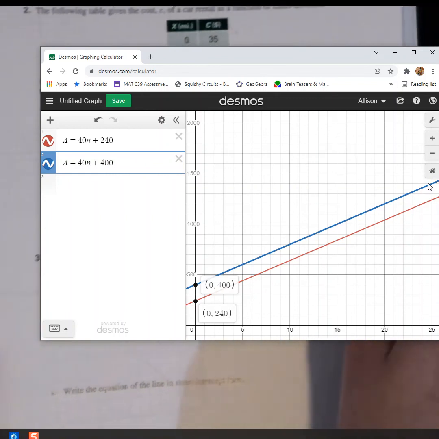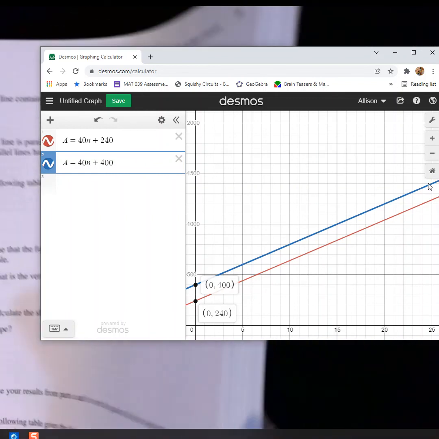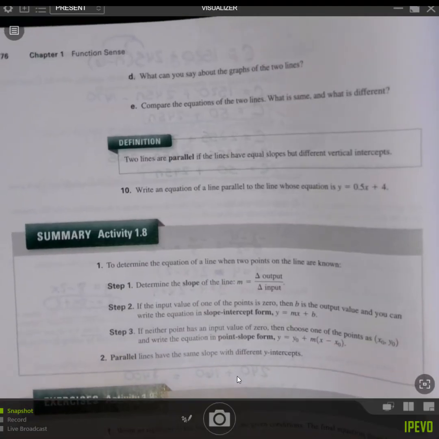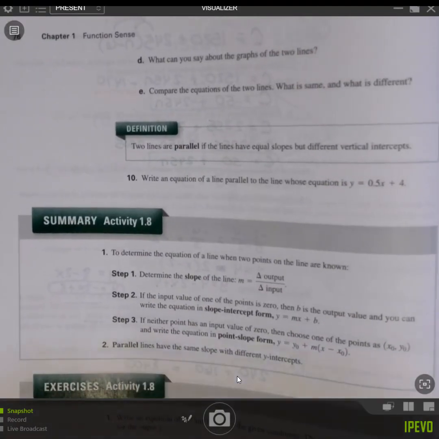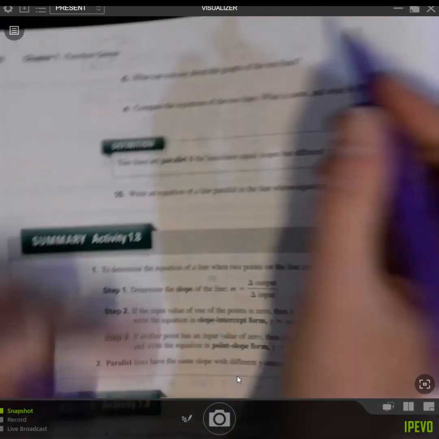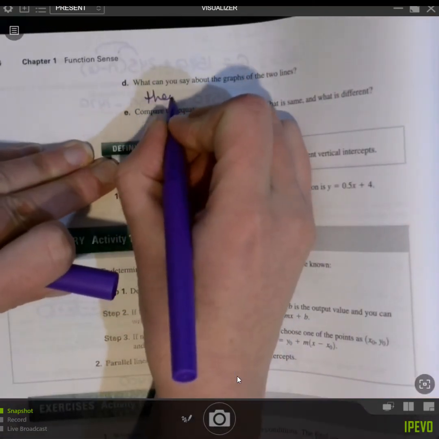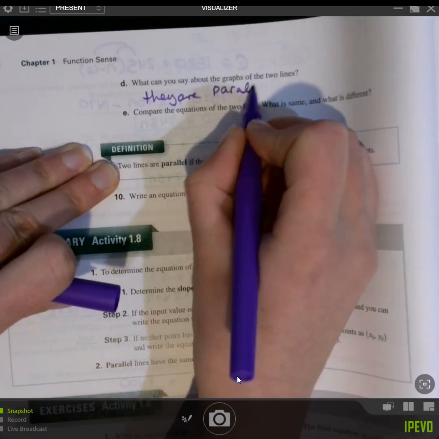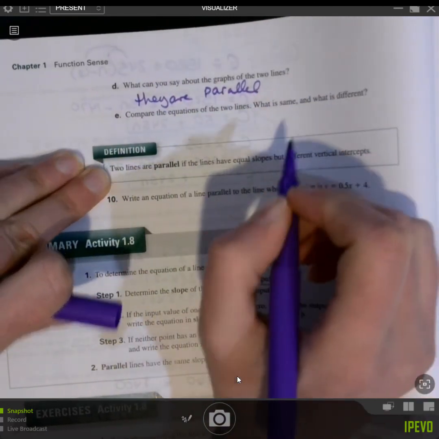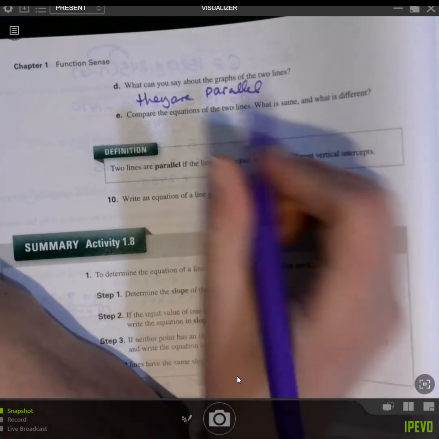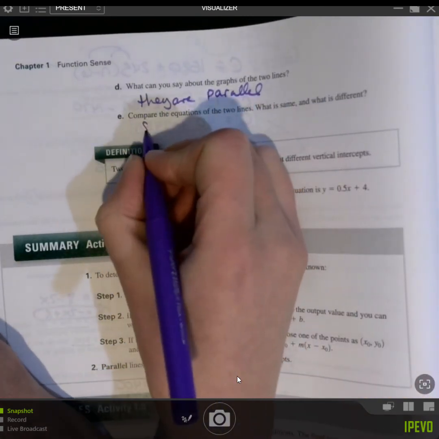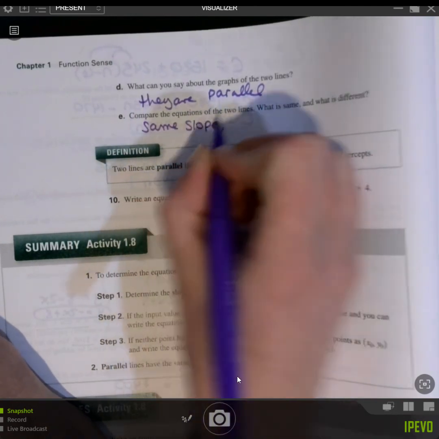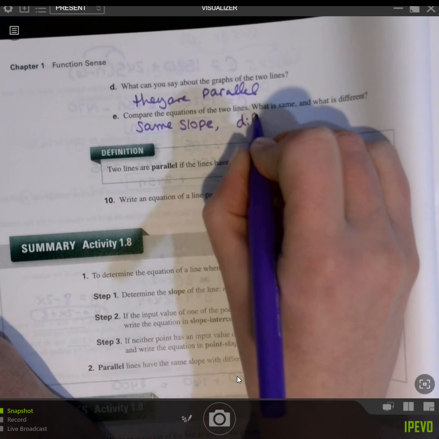So moving back to my book for my last part of the question here. What can you say about the graphs of these two lines? They are parallel. They go in the same direction. And comparing the two lines, what is the same and what is different? They're parallel, so they have the same slope, but they have different vertical intercepts or different y-intercepts.